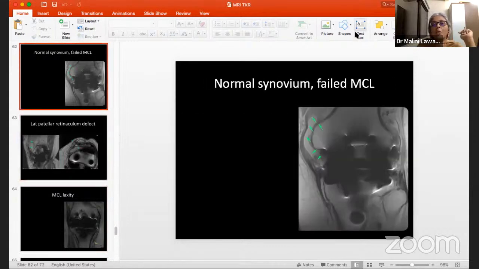So two things. One is either you have a 1.5 Tesla machine, because the higher the strength of the magnet, the more is the artifact. So either you use a 1.5 Tesla machine, increase the receiver bandwidth and do a scan, or you use a 3 Tesla machine, but then you need the MARS protocol, the metal artifact reduction sequences that we have. So we do this regularly.